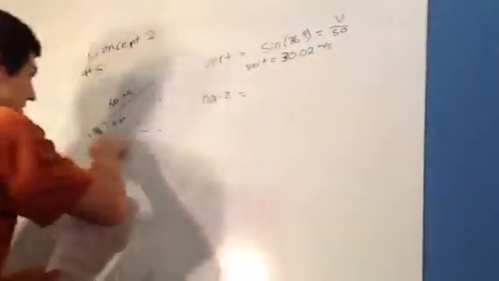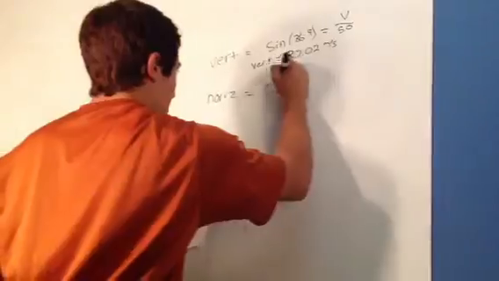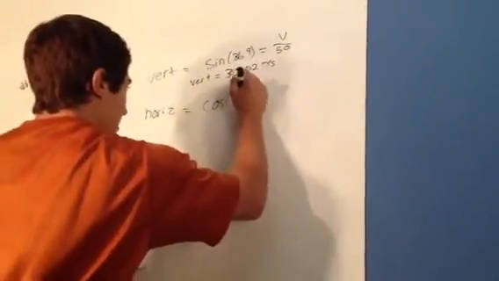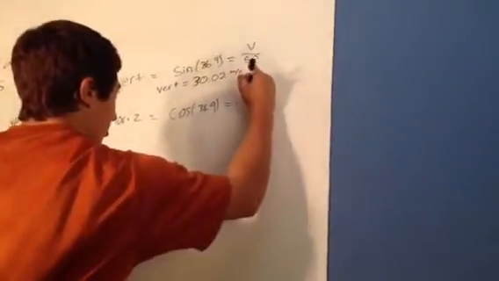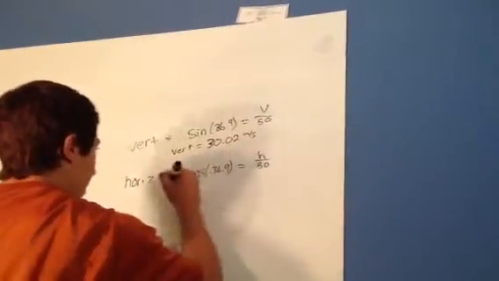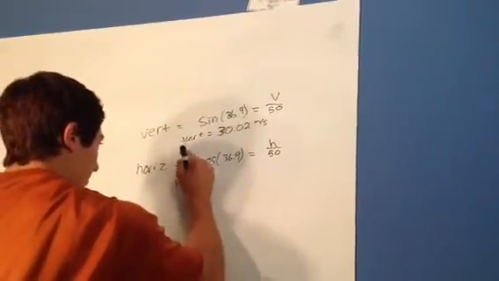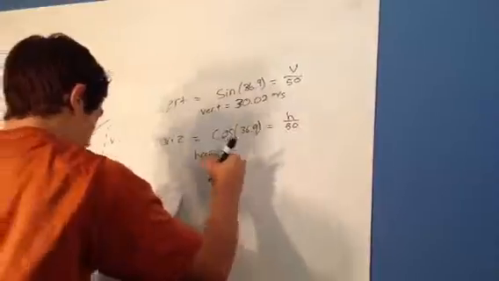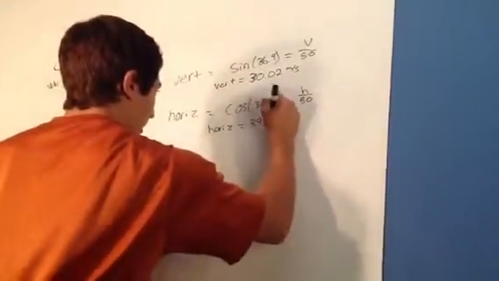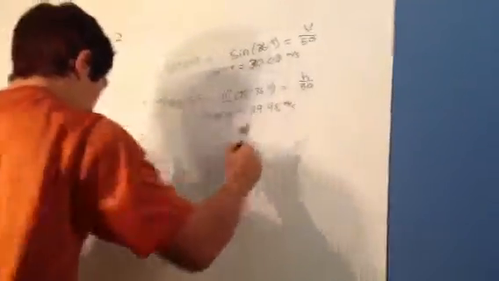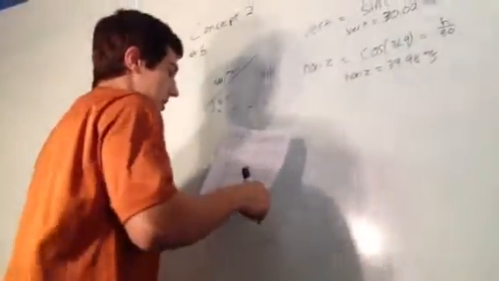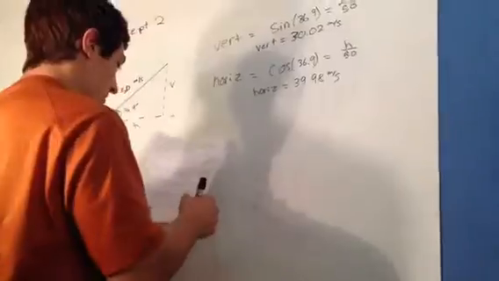is the cosine, because cosine is adjacent over hypotenuse, so cosine of 36.9 degrees equals horizontal over 50, and then horizontal component ends up being 39.98 meters per second. And so to solve for time, you can use the velocity final equation.